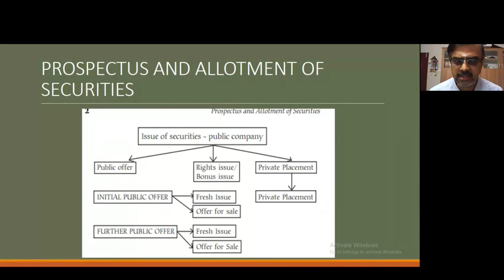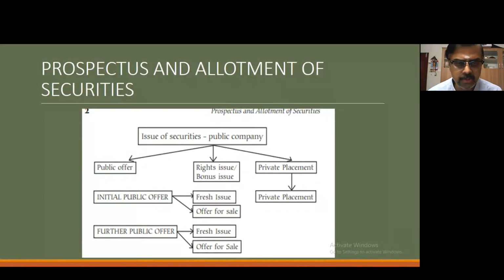An offer for sale, which we will discuss in detail as we progress, is nothing but securities offered by promoters to the public because they want to offload the shares. That is referred to as an offer for sale. And further public offer or follow-on public offer is where a public company can make a fresh issue or an offer for sale.